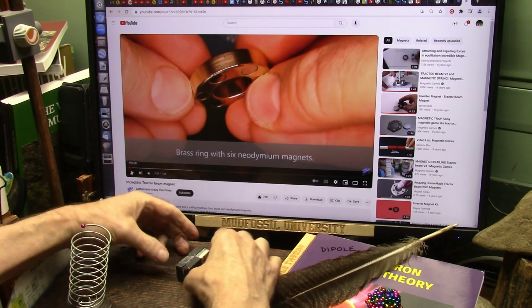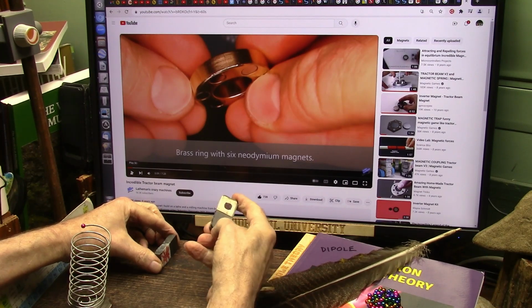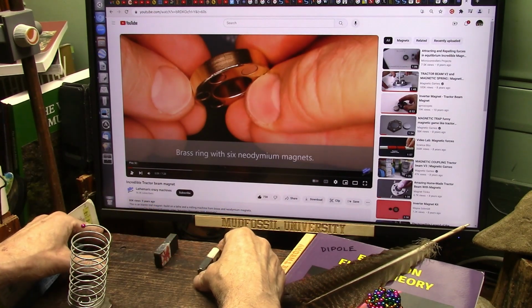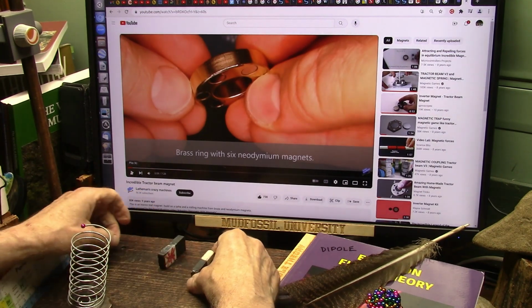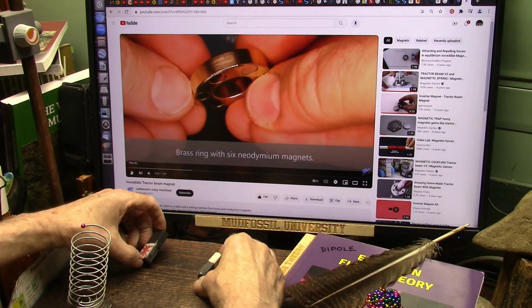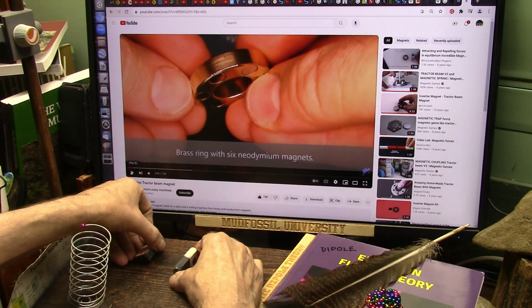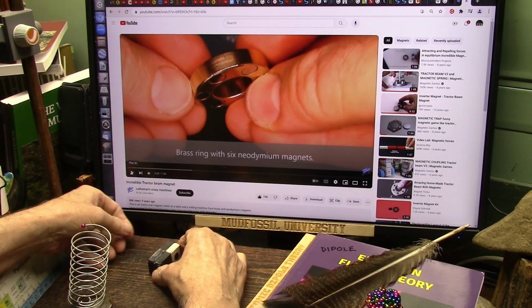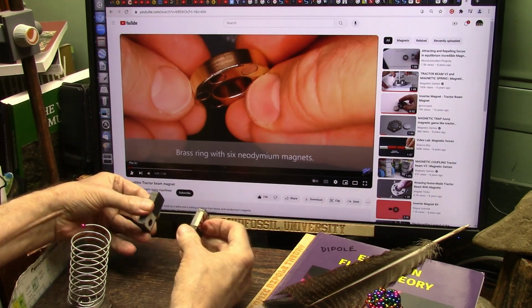Boom, they come together. That's what bar magnets do. However, if I was to change the polarity of this one, now watch what happens. It pushes that one away. You see it? Now, if I put this one this way, it comes back together. So it depends on the polarity, which side you have facing which piece.